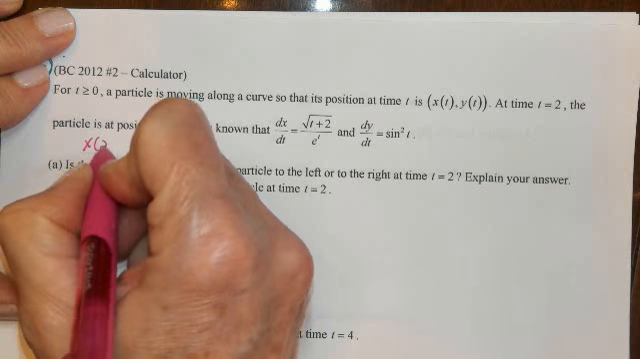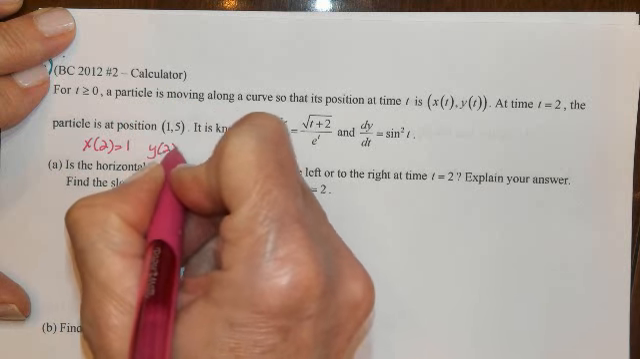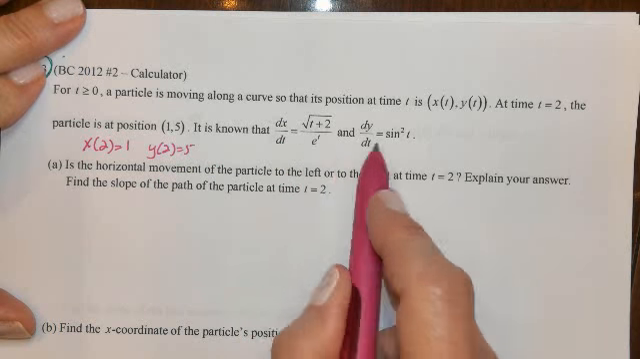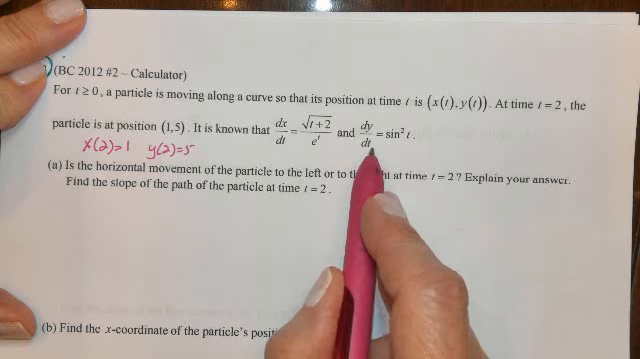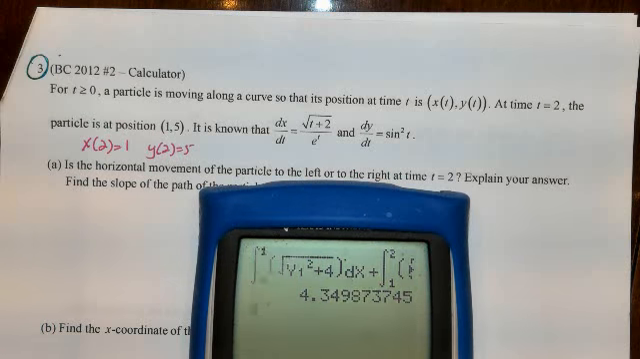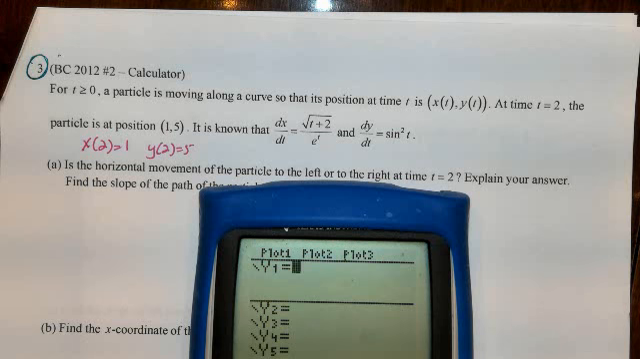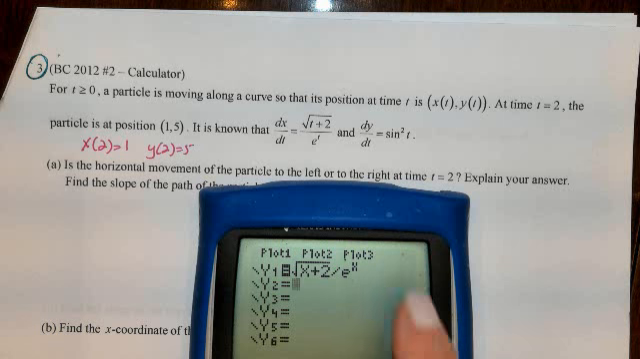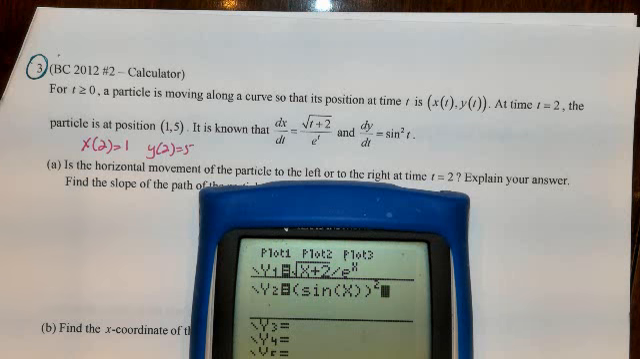So x at 2 is 1 and y at 2 is 5, right? And they gave us x prime and y prime. So in my calculator, I'm going to put x prime and y prime in for y1 and y2. So x prime is this one. I always check and make sure. And then y prime is sine squared of t. Remember, that means you have to take sine of t and square it, right?